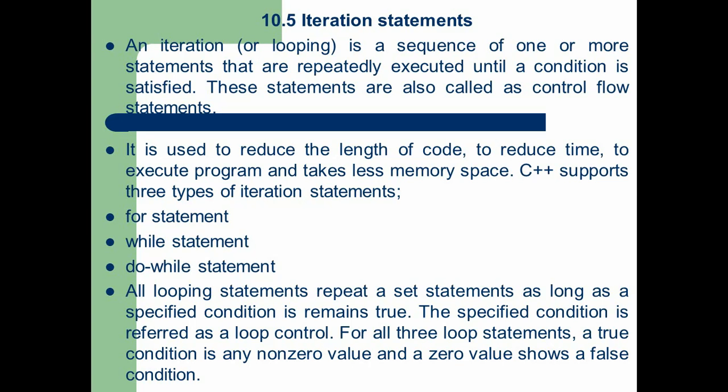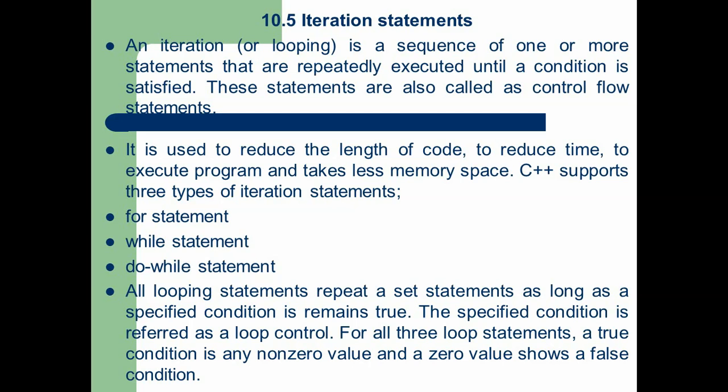So in C++, there are three iteration statements: for, while, and do while. All looping statements have some common criteria or common elements which we first learn. After that, we go to the separate looping statements. All looping statements repeat a statement as long as the specific condition remains true. The specific condition is referred to as the loop control. The condition which is used to check the iteration or loop statement is called the loop control statement.